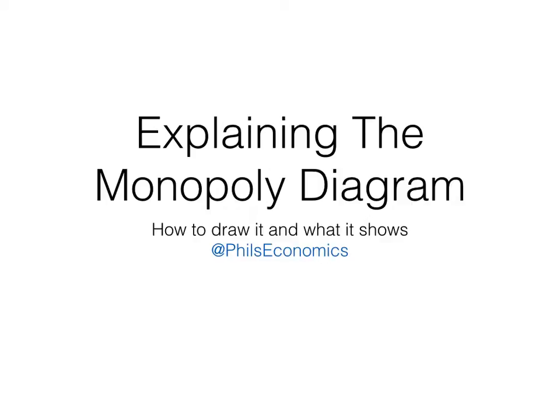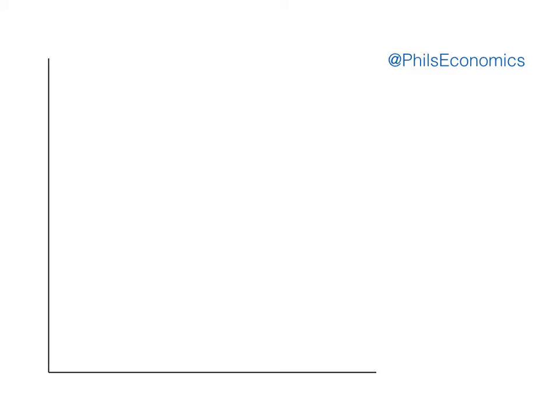First, I'll start by helping you to remember how to draw it correctly, then some of the things we can use it for. The first thing we need to know is how to label the axes. We're not looking at this diagram from the market's point of view, so we can't use P and Q. We're looking at it from the firm's point of view, and firms worry about costs, revenues, and outputs.